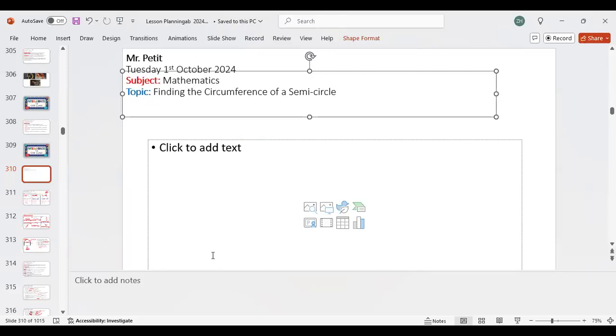But first, where is Nika? Nika, are you there? Yes, sir. Nika, what's the topic for today? Finding the circumference of a semicircle. Very good. And Zion, what's the topic for the day? Finding the circumference of a semicircle.